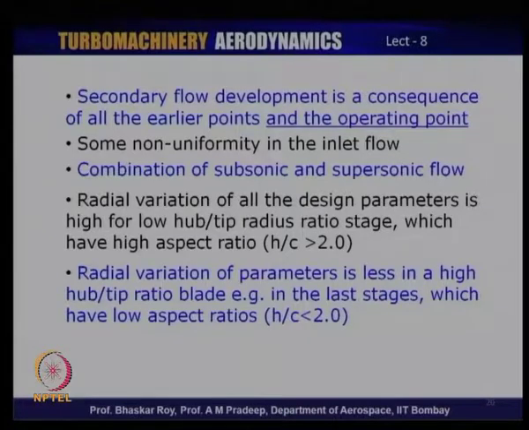packaged together in a high or low hub to tip ratio blade, which as I mentioned is given in a high aspect ratio blade, which I showed you one blade, where the aspect ratio was close to 6. So, anything higher than 2 is normally called high aspect ratio, whereas the last blade which I showed actually had aspect ratio close to 1, and that is a low aspect ratio blade. So, radial variation of parameters is less in a low aspect ratio blade, which is typically a high hub to tip ratio blade and typical of the last stages of a multi-stage axial flow compressor.